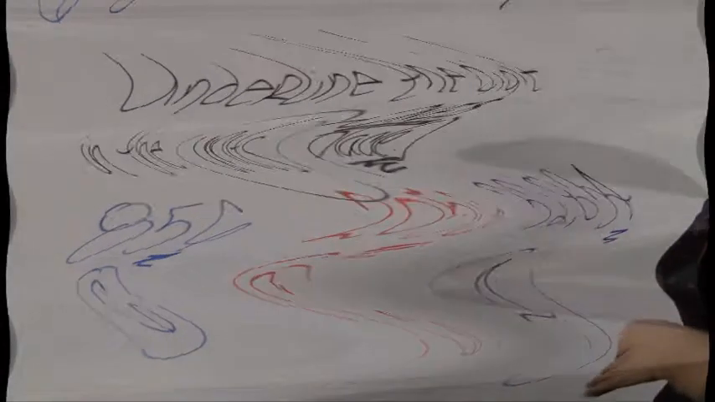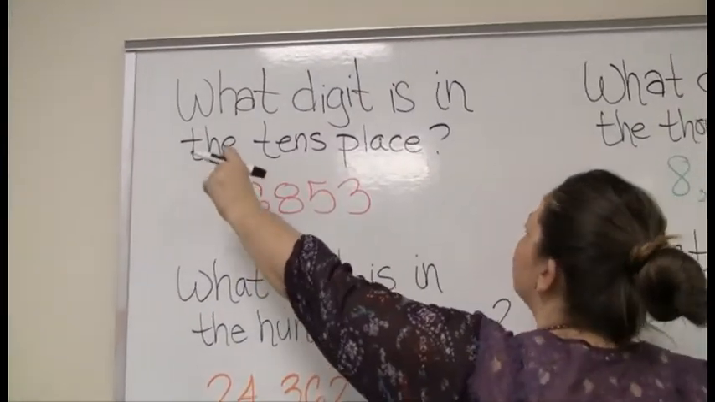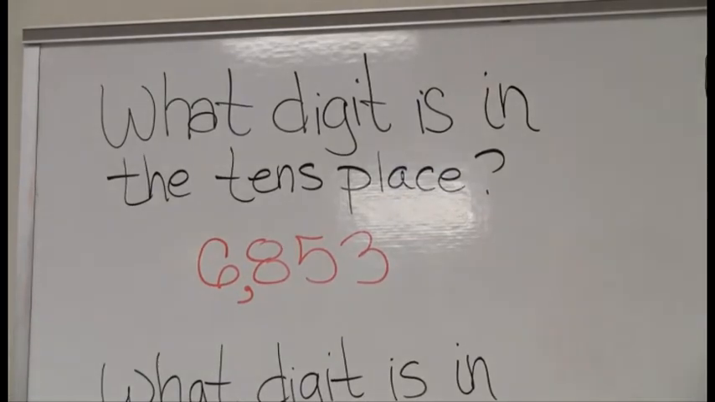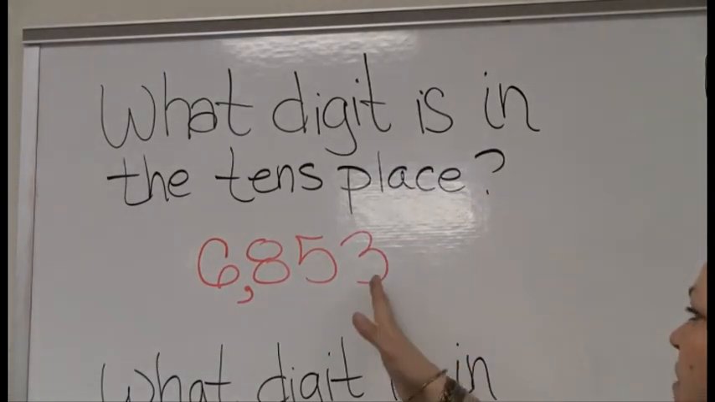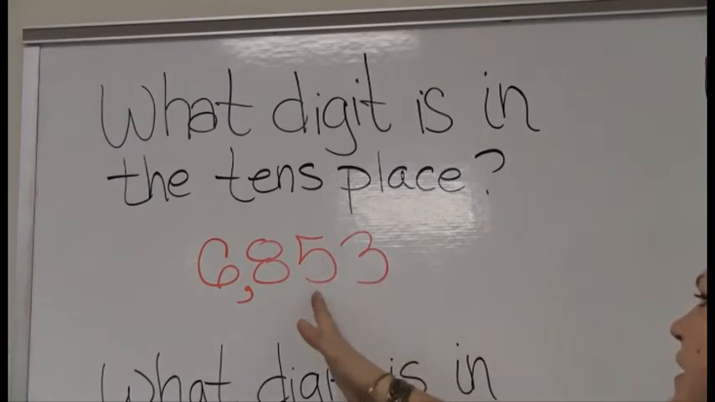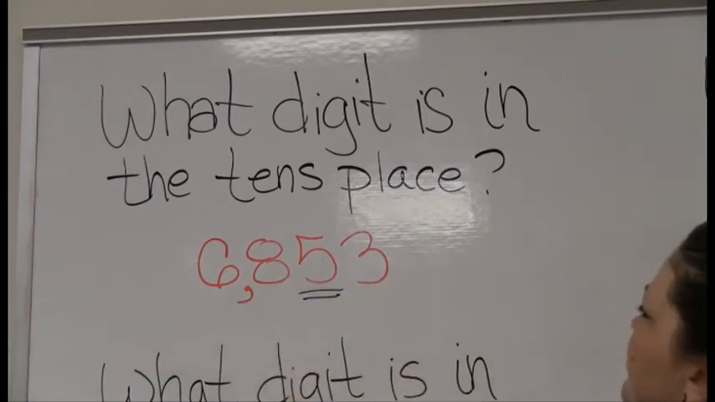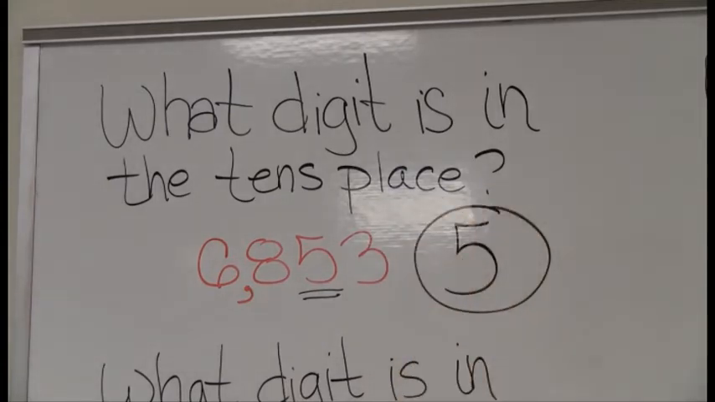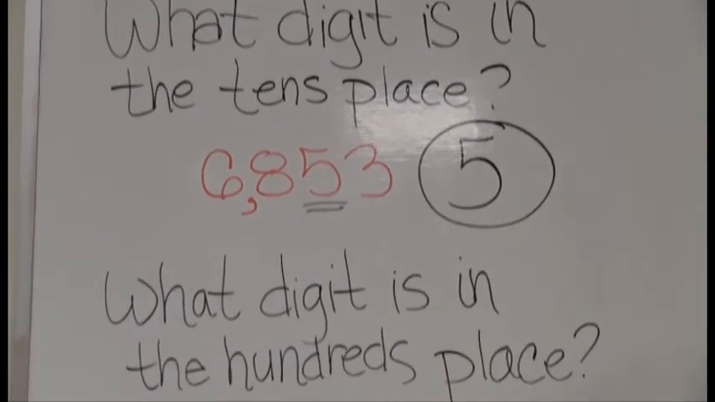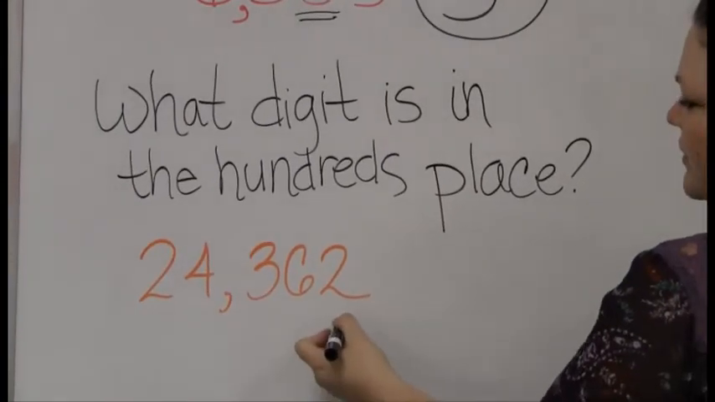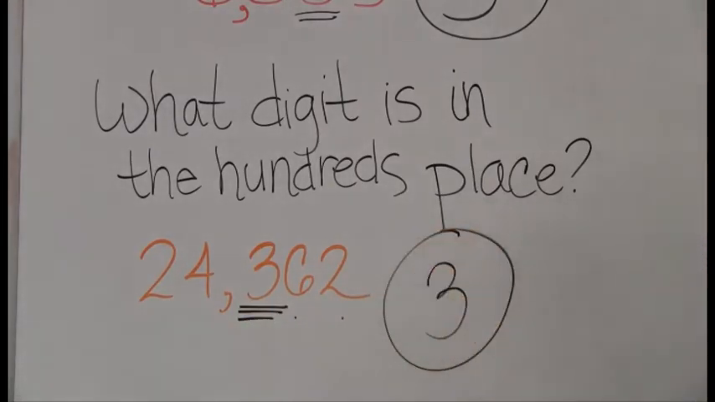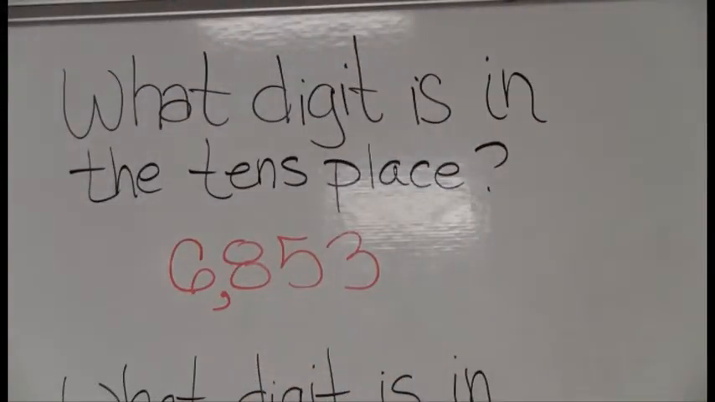Pretty simple, right? Another one we see in Chapter 1, Section 1 is what digit is in the tens place. And we're going to answer this the same way, moving right to left. This is the ones place, and the next one is the tens place. And so what digit is in the tens place? That's the 5. Same thing here. We're asked what digit is in the hundreds place. Again, we start on the right-hand side. Ones, tens, and here's our hundreds. That's the digit 3.